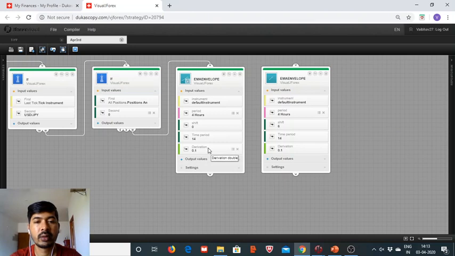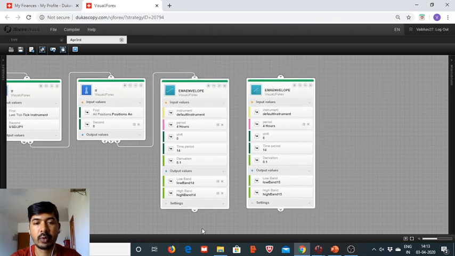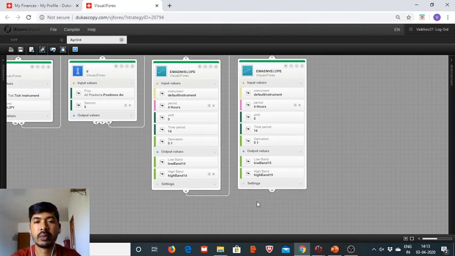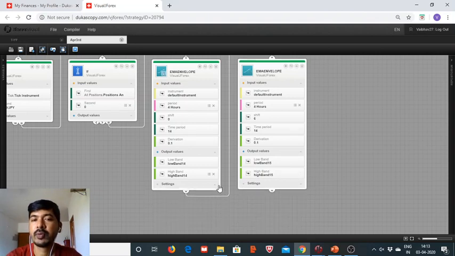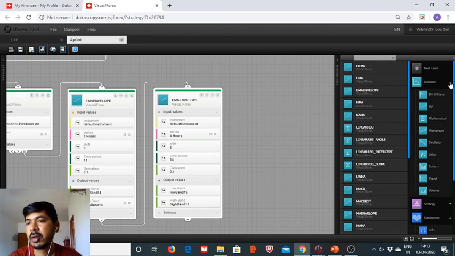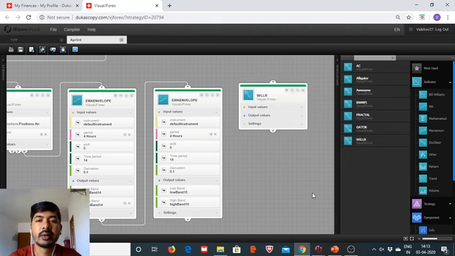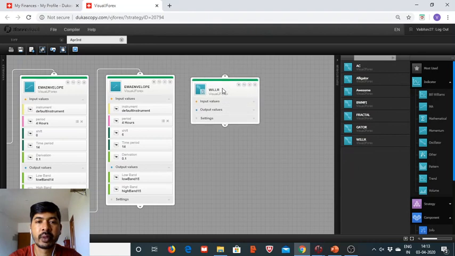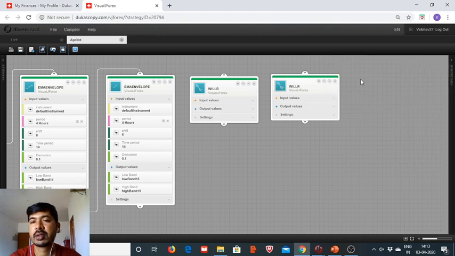Time period remains 14. The deviation remains 0.1. So we let it remain on the bid side. Upper side is bid. Closing price, it's okay, no issues. Now we bring in the Williams R, and for us Williams R can be found here in the Bill Williams indicator. Again same thing, 4-hourly time frame, one with the shift 0, another with the shift 6 setup.